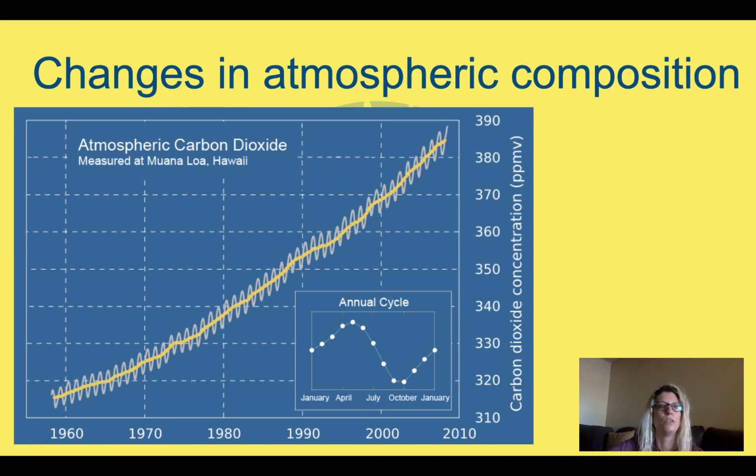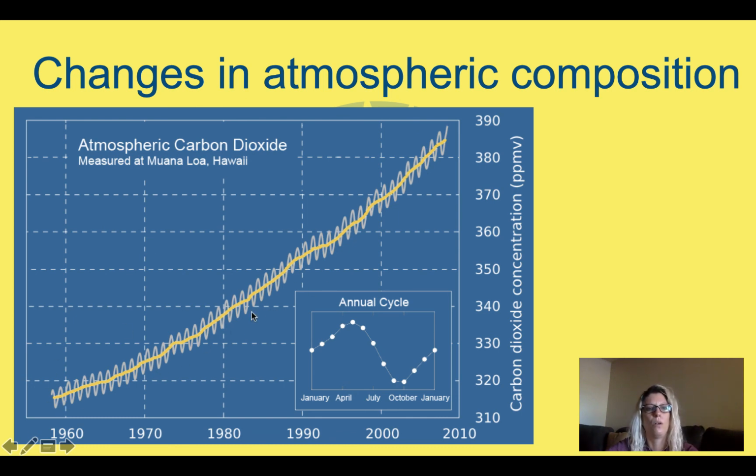And then the last thing we were talking about is the changes in atmospheric composition. We can see that this is the Keeling curve, and this is atmospheric carbon dioxide, measured in Hawaii here, at Mauna Loa. So you can see there's an annual cycle. In the winter, we're basically going to have higher CO2, and then it's going to go down in the summer. This is due to photosynthesis and decay and things like that. So that's what these little wiggles are.